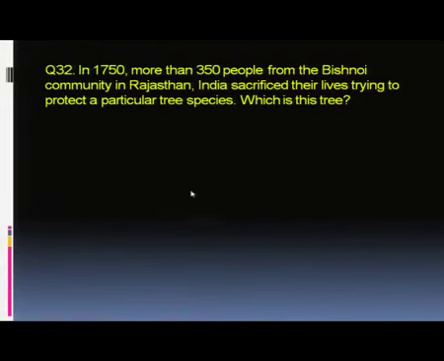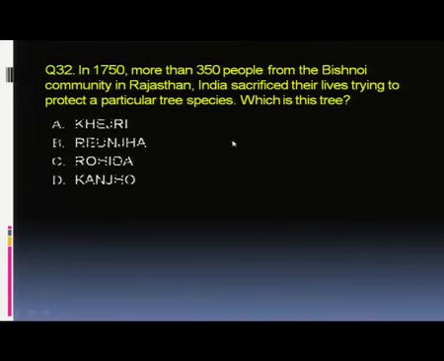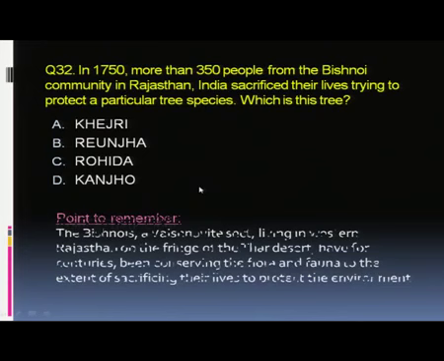Next question. In 1750, more than 350 people from the Bishnoi community in Rajasthan, India sacrificed their lives trying to protect a particular tree species. Which is this tree? Khejri, Riwanja, Rohida, Kanjo.